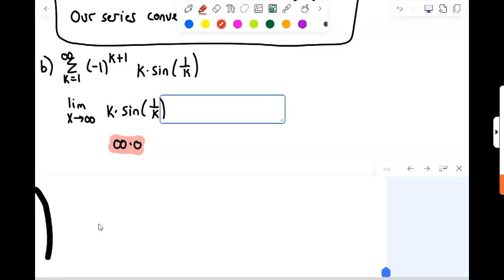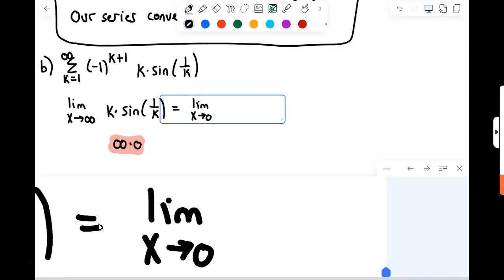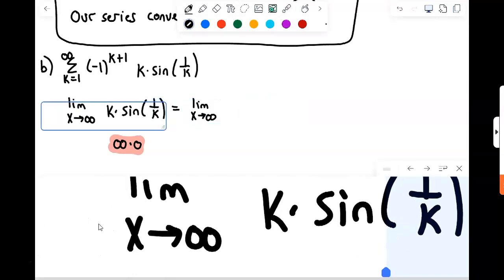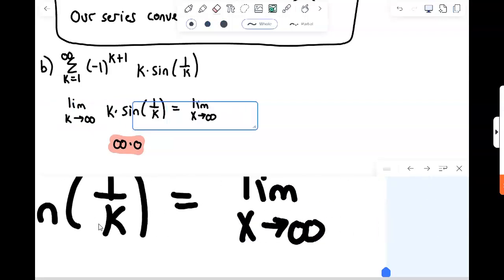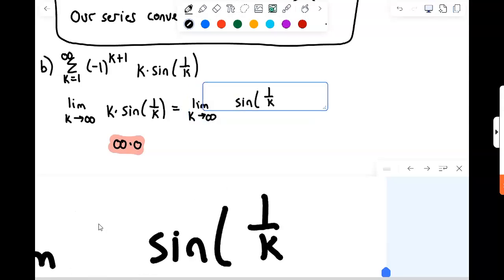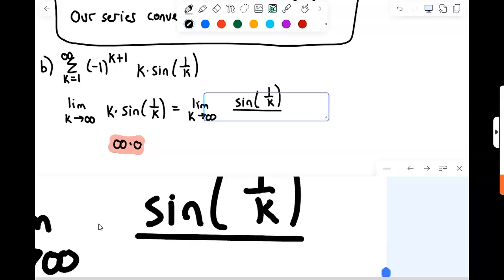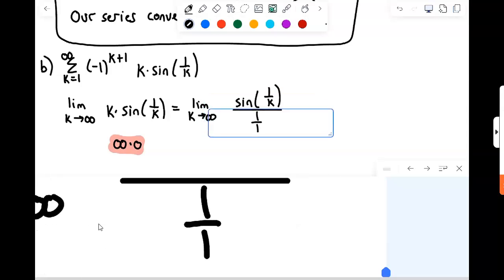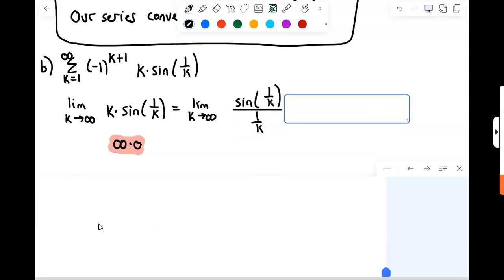Okay, so remember how to handle an infinity times 0 limit. We take one of these things over the reciprocal of the other. In this case, I'm saying x here, and I should be saying k. Hold on, let me fix that. So you're used to writing it as a limit as x goes to something. So k, so one of those things, sine of 1 over k, divided by 1 over k.